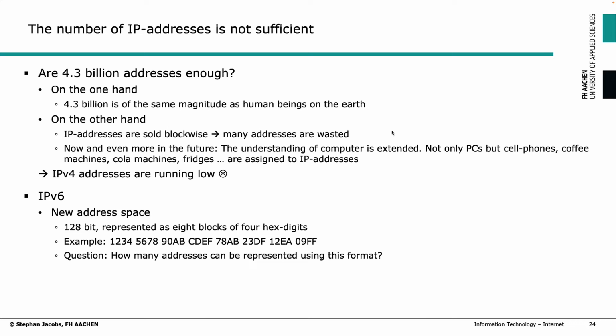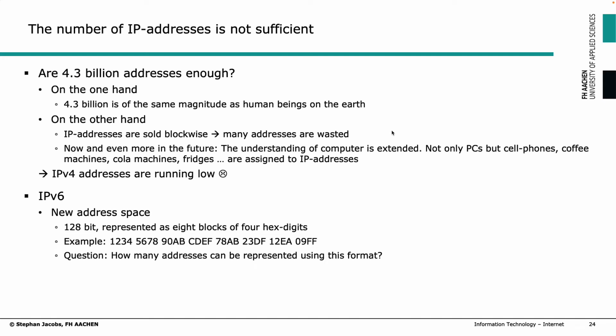So for example, the FH Aachen requires more than 256 addresses. So they had to buy 65,000. It's called a B network within these IP address ranges. And now many of these addresses are unused. And in addition, we face the fact that we have IoT, that not only computers and smartphones are connected to the internet, but there are toasters and coffee machines and fridges and cars connected to the internet. So we are running out of IP addresses.